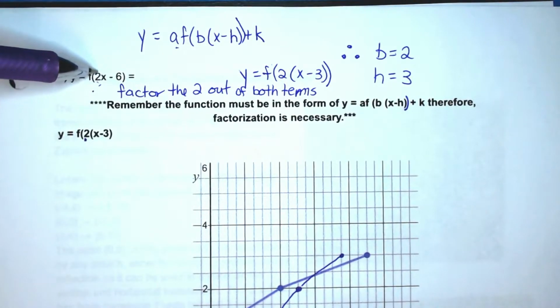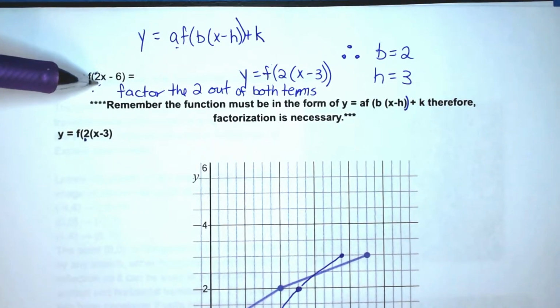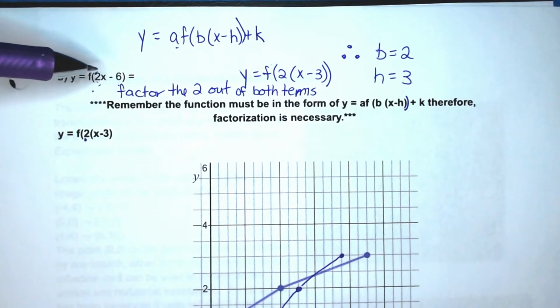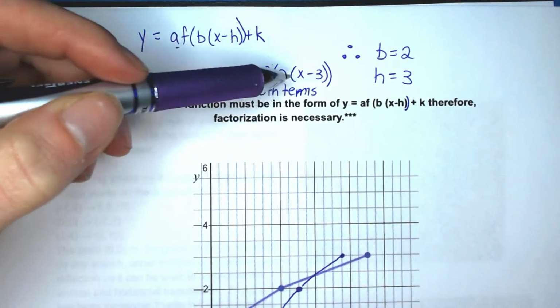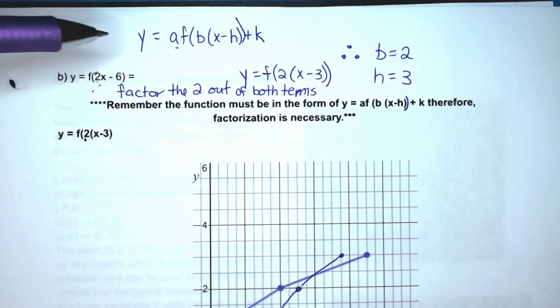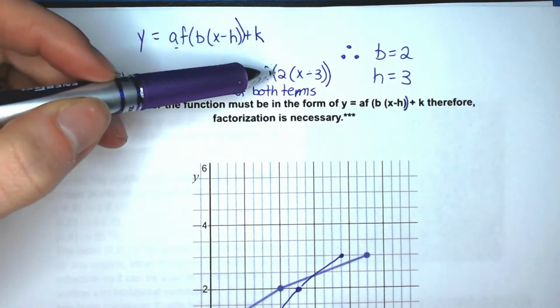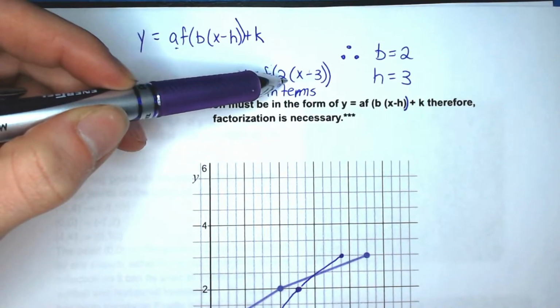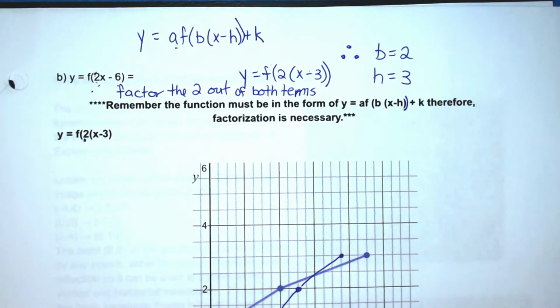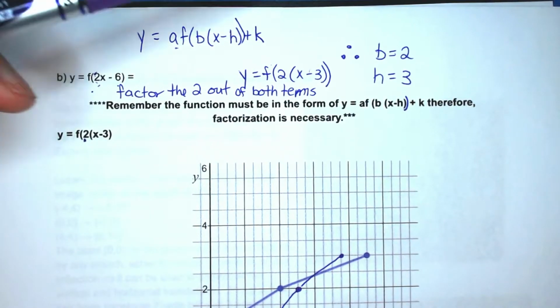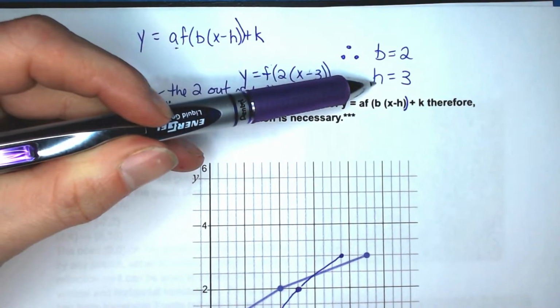So what we need to do is get this 2 out of here, and how we do that is by dividing both terms by 2. So 2x divided by 2, that just leaves us x. And then -6 divided by 2 leaves us -3. That 2 comes outside the bracket to show that we're still multiplying by it. And now that we've done this, we can clearly see that our b and h values are 2 and 3.